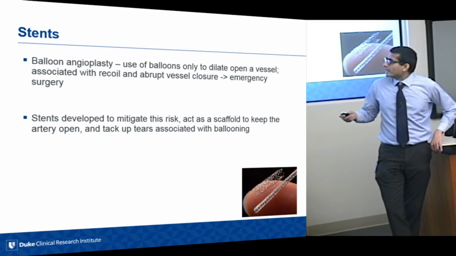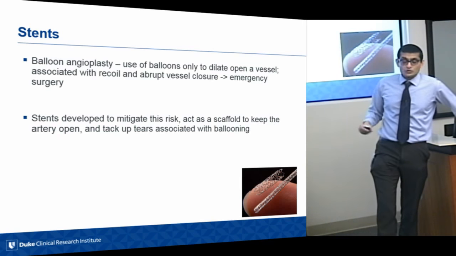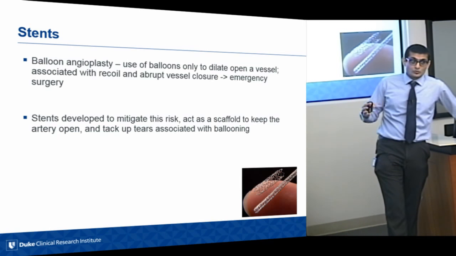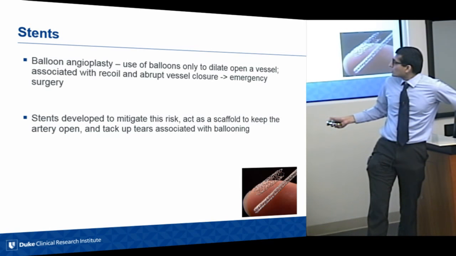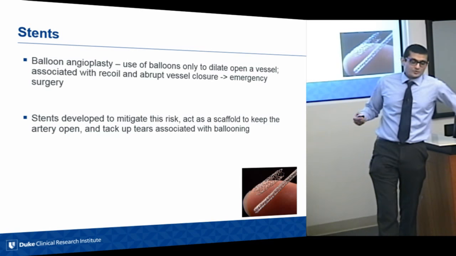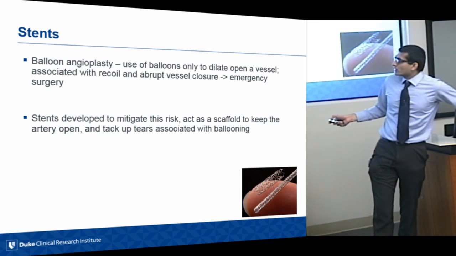developed, and they essentially act as a scaffold to keep the artery open, and usually tack up any tears that are associated with ballooning. And this is what a stent looks like. It's made of cobalt chromium. There are some stainless steel stents, but majority are cobalt chromium.